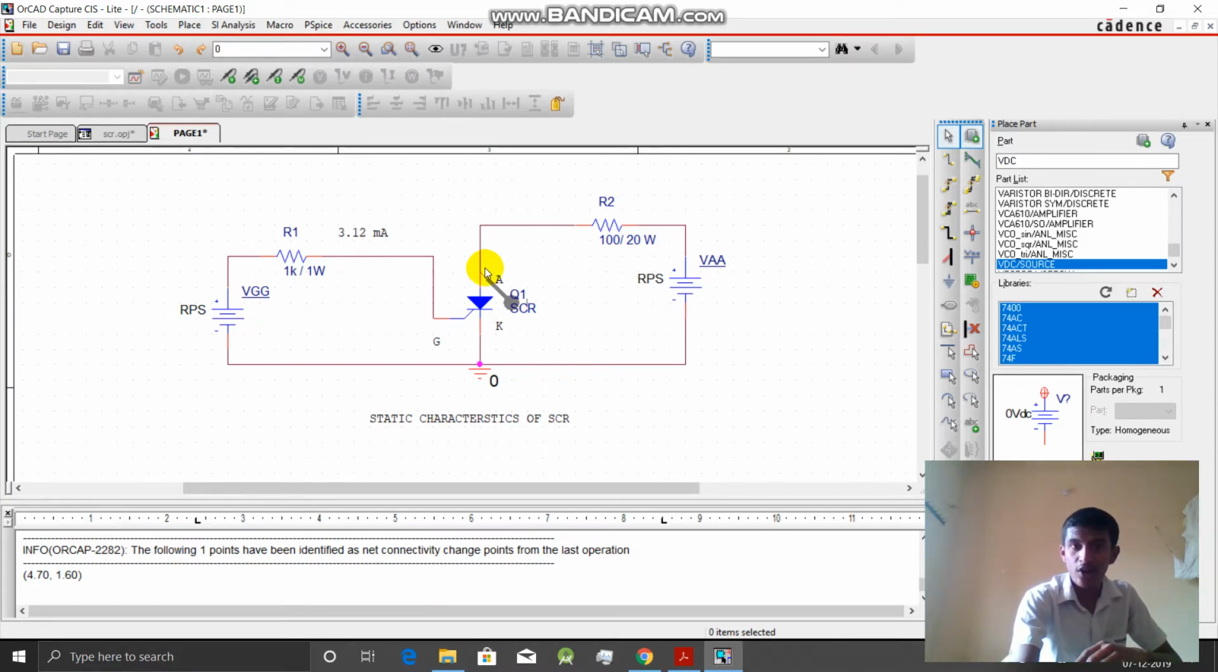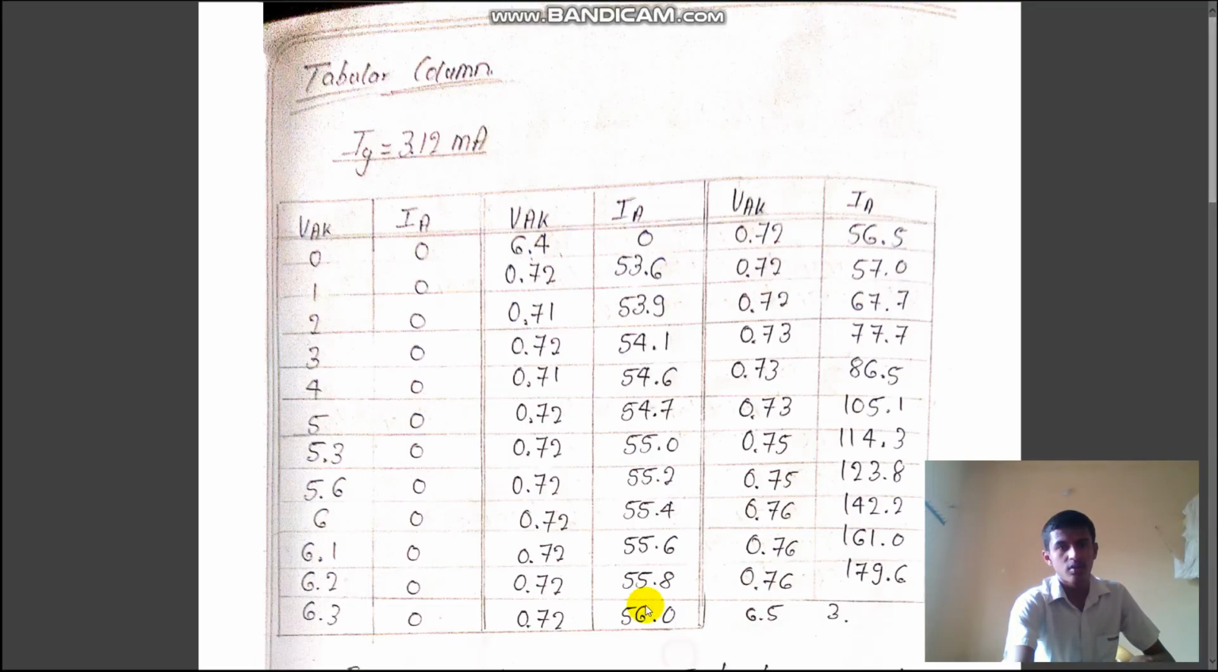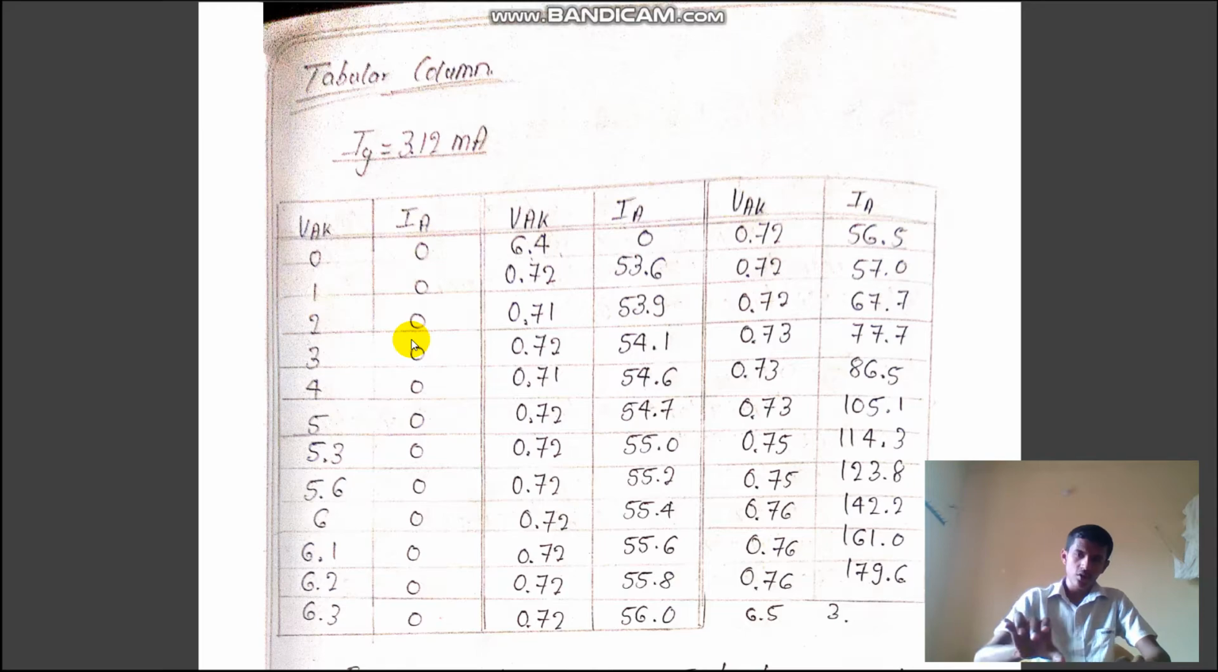If you measure the voltage across this anode and the cathode, then we will get somewhat the RPS voltage itself. Some voltage drop across this resistor, but the voltage across anode and the cathode is not 0. You can see here, it is my 0 volt, 1 volt, like this. If you measure the voltage also, that's the same, that's the RPS voltage. Then the IA is 0 because the SCR is in a forward blocking state. Then I'm going to increase the SCR's voltage across this anode and the cathode step by step.